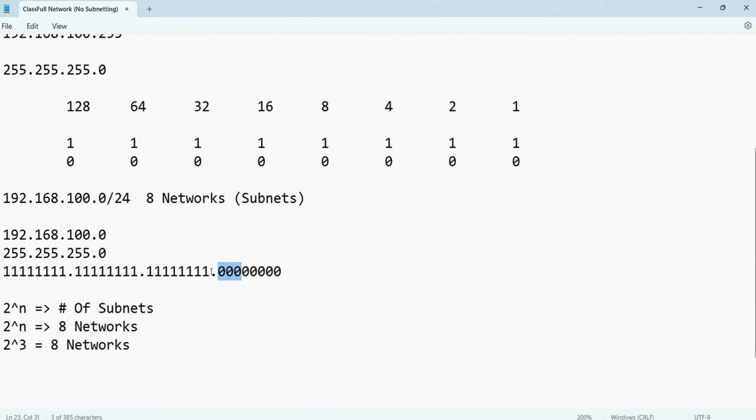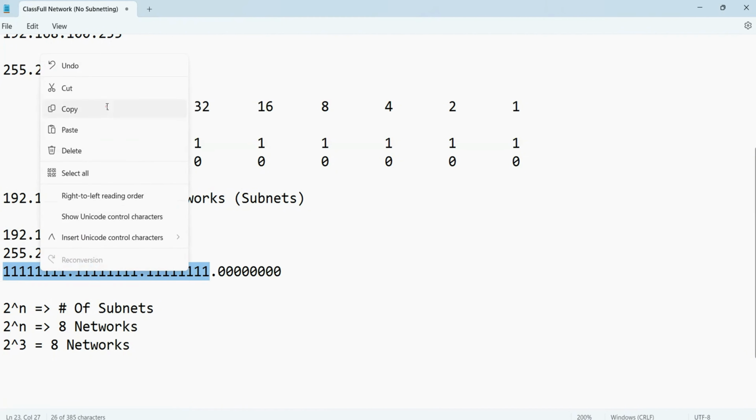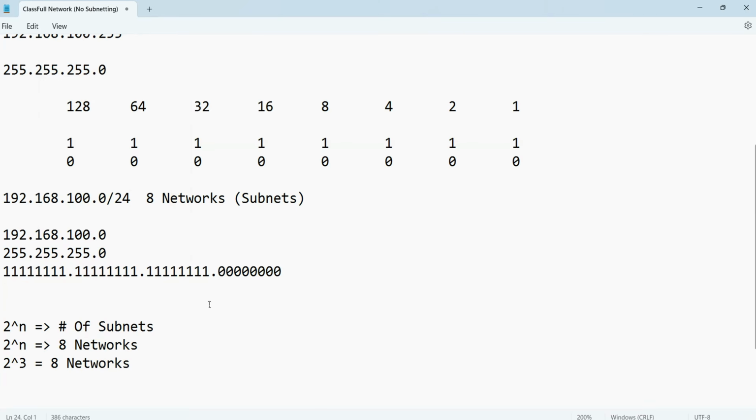So what I'm going to do is copy and paste this. I don't want to waste a lot of ink. So watch this. I'm going to paste this right over here. The bits that I borrow, folks, they turn into ones. 1, 2, 3, and the rest is for the host portion. I never messed with those. So which bits did I borrow? This is the value.